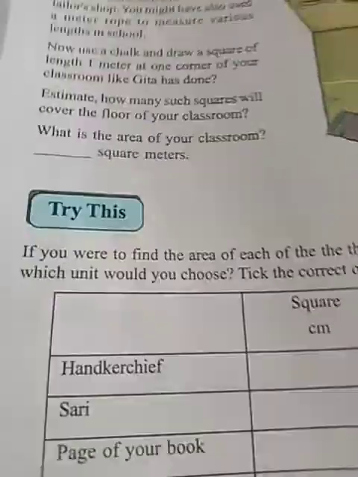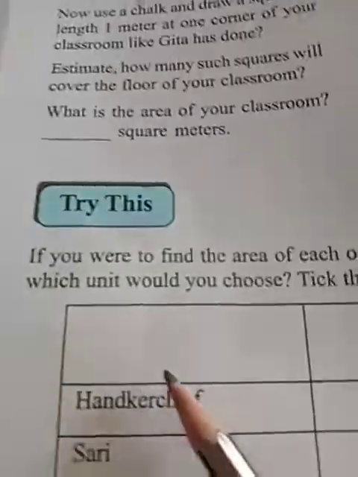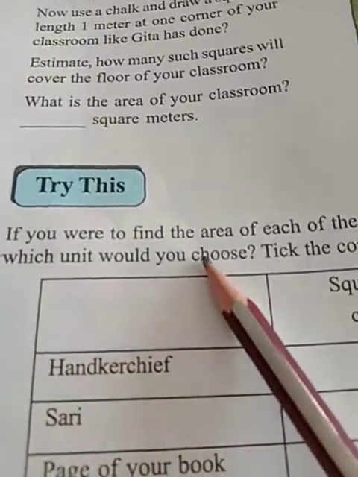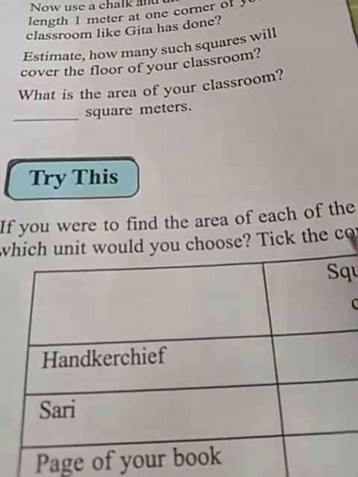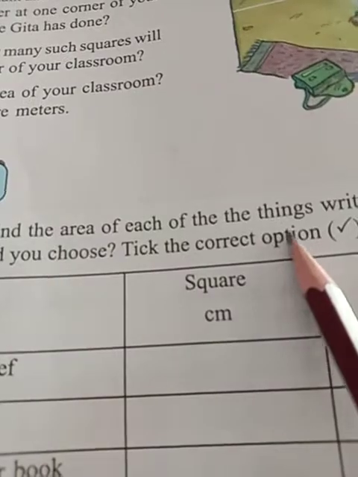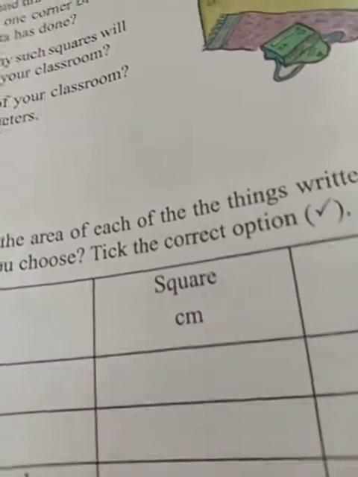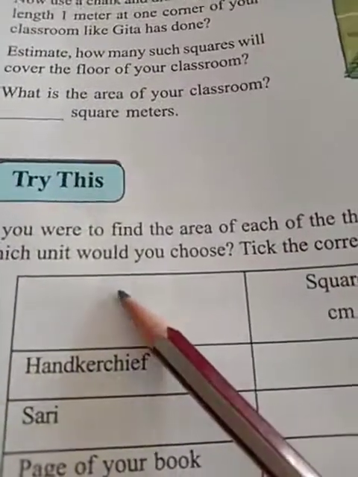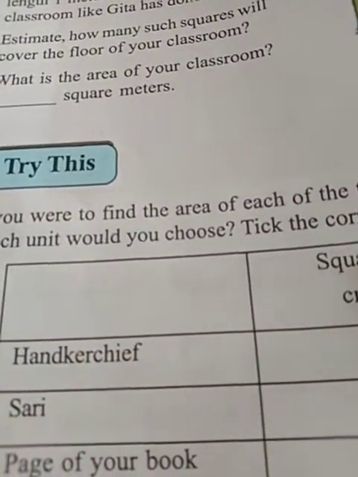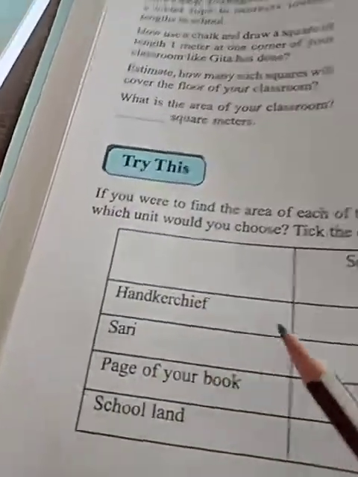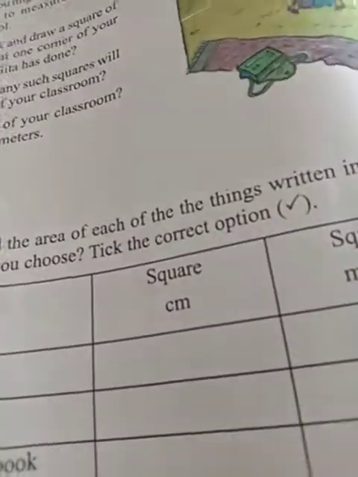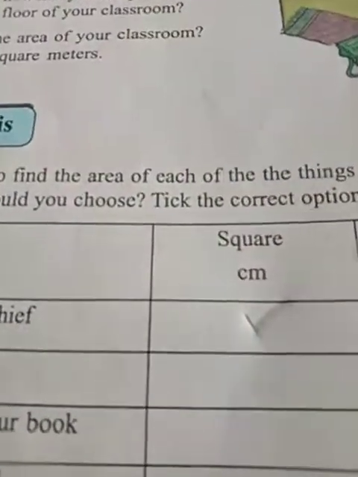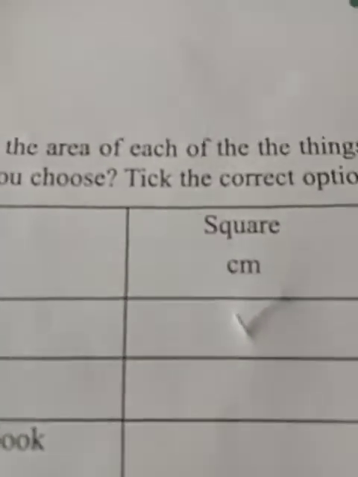See children here, try this. If you were to find the area of each of the things written in the table below, which unit would you choose? Tick the correct option. Right tick. Okay. Handkerchief: square centimeters or square meters? Square centimeters only, not meters, it is not that big.